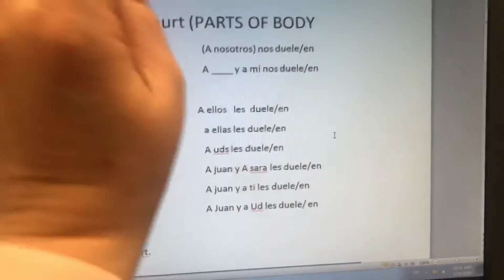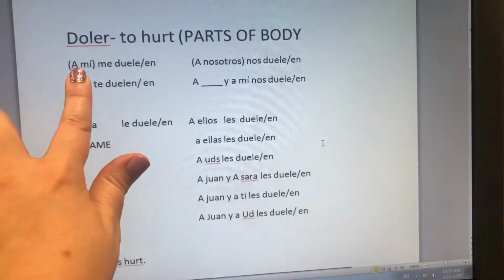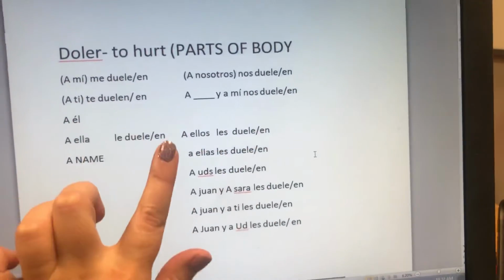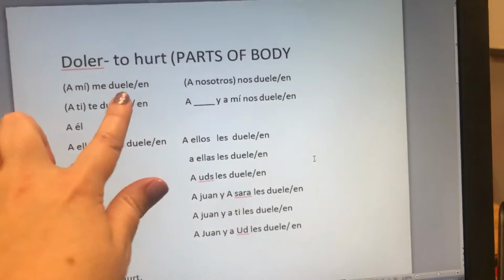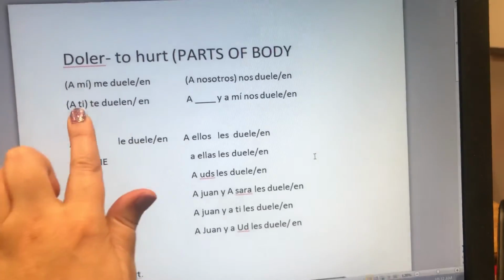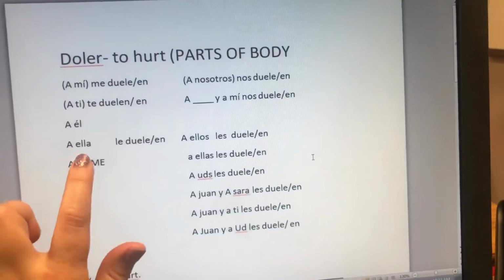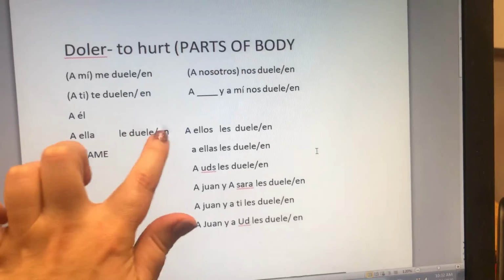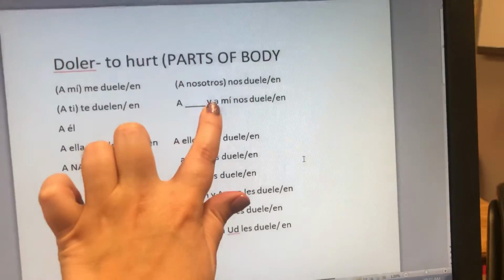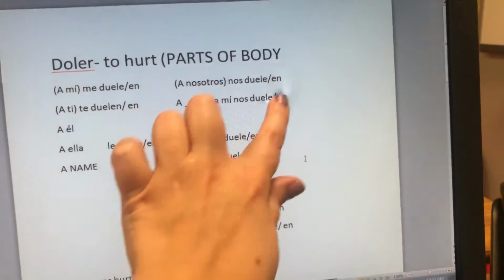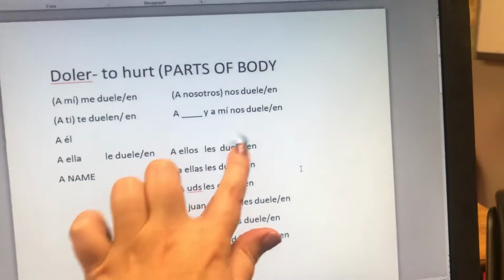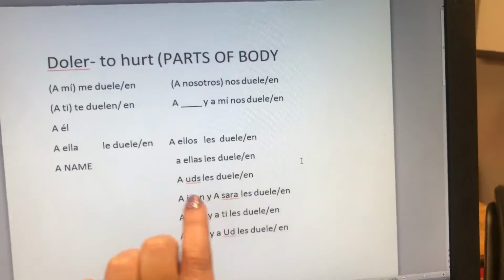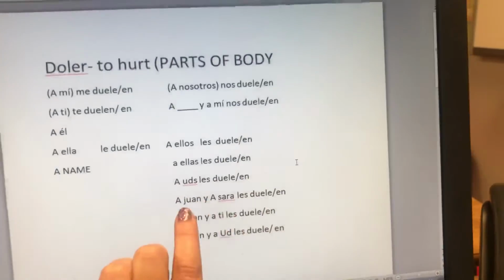So the formula is a mí, which is optional. I put everything that's optional in parentheses. So if it's not in parentheses, then it's not optional. You have me duele or duelen. A ti, optional. Te duele or te duelen. A él, a ella, a any name. Le duele, le duelen. A nosotros, nos duele, duelen. A ellos les duele, duelen. A ellas les duele, duelen. A ustedes les duele, duelen.